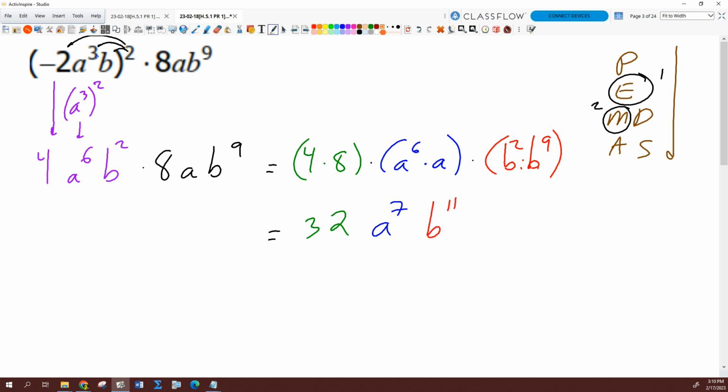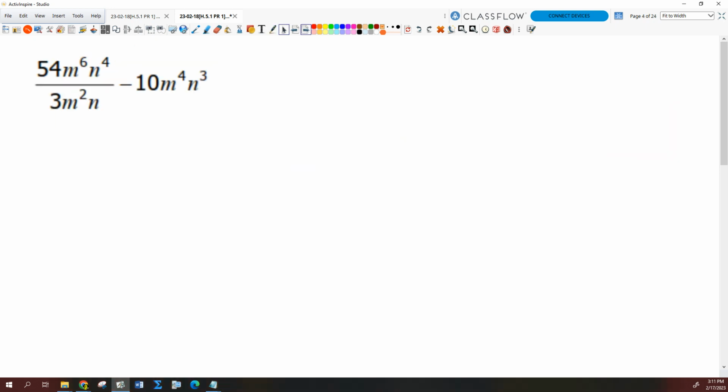Okay, do I really have to write that step out, do you think? No. I could just do that in my head. Just do the organization in your head. I'm going to multiply the numbers first. Then I'm going to multiply the A's together, the powers with base A. Then I'm going to multiply the powers with base B. No big deal, right? How about this one?